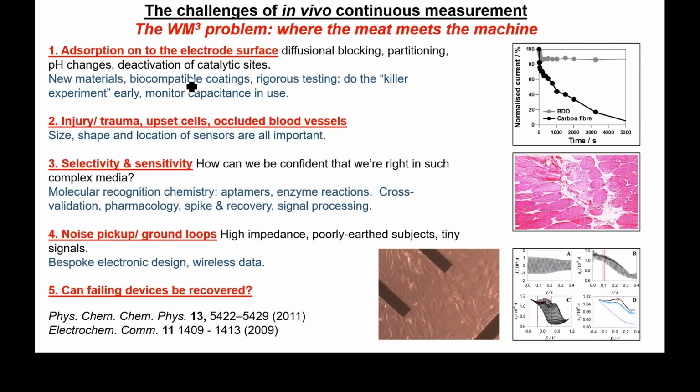Workarounds include working with new materials, biocompatible coatings, rigorous testing. Get your disappointment out of the way early. Test your sensor in 4% albumin solution. If it doesn't work in that, it definitely will not work in vivo.